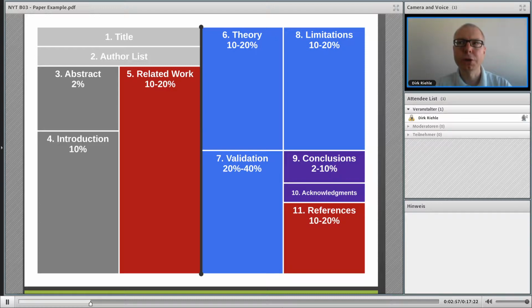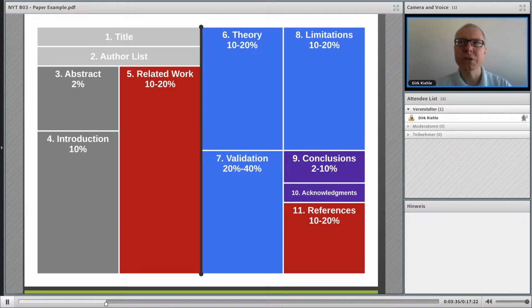Next is the introduction, putting the research work into context. Next is the related work section, which, following a compare and contrast approach, will show how your work relates to other work and also how it's different from other work so that it warrants publication. Next is the theory or research question, which explains what you are after and how you framed it. Seven is validation or research results. What did you find with respect to the question you posed in the previous section?